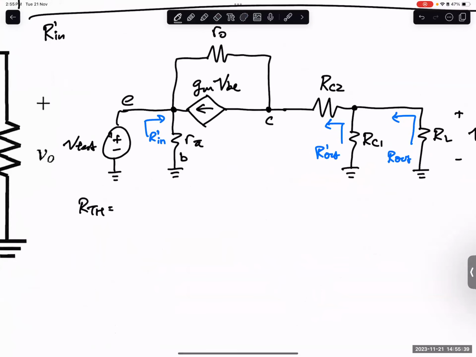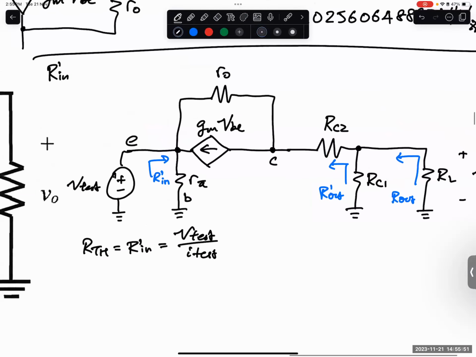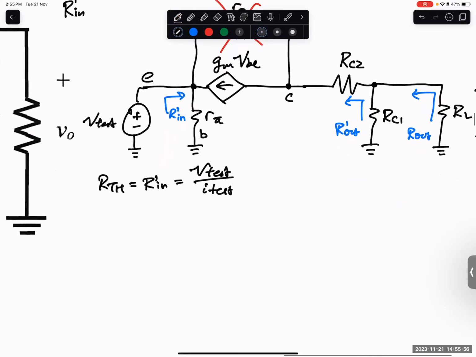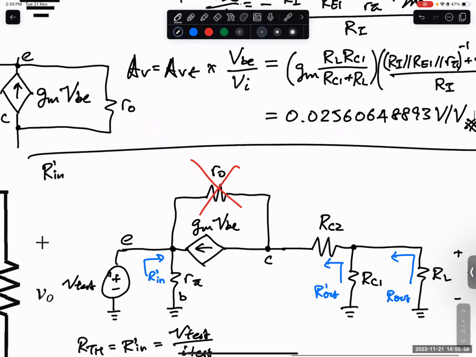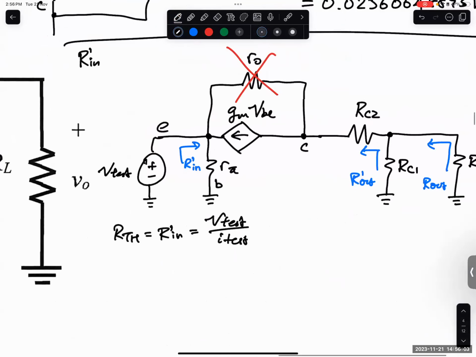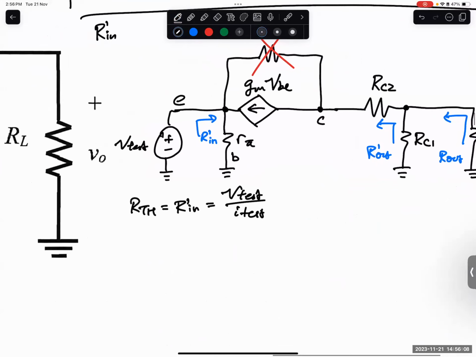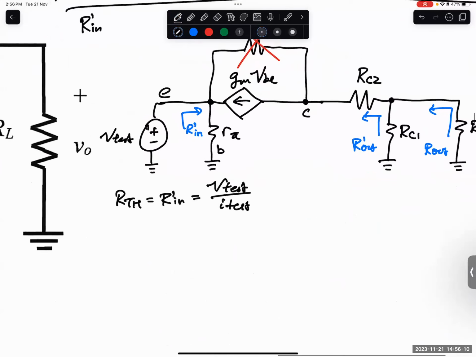RTH equals to R in prime equals to V test divided by I test. What we are looking for is what? I test, right? Okay. You can ignore this one. So in drawing we can just not draw R, right? Yeah. I like to draw because it gives you better understanding, but it is preference. Okay, so now we got this, right? What do we do now? We calculate.